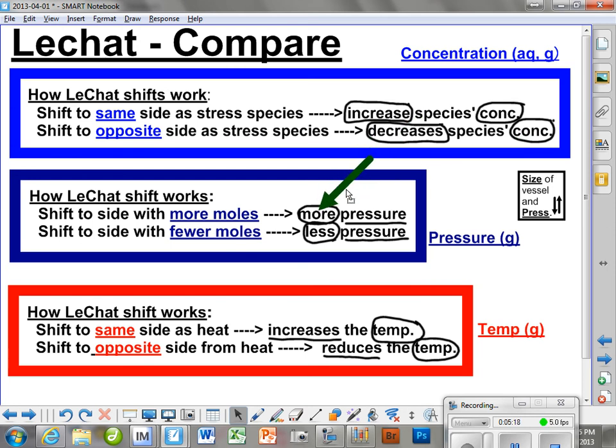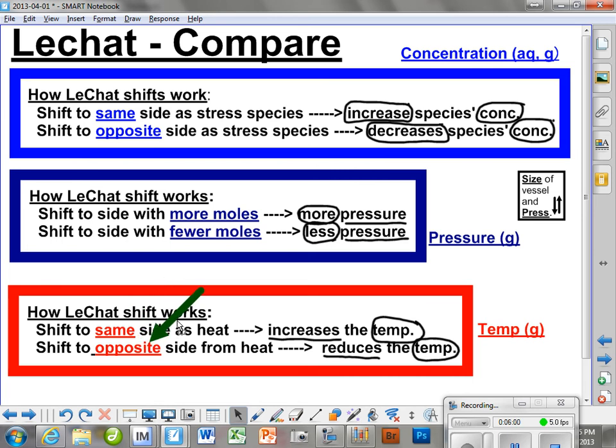So when LeChat wants more pressure, he'll make the shift to the side of the equation with more moles, and when he wants less pressure, he'll go to the side with fewer moles. Now, temperature works just like concentration, only the thing that we're looking at is the heat. When heat is on the left, it's endothermic. When heat is on the right, it's exothermic. And depending on which side the heat is on, we'll go to the left or the right, the same side if it's an increase.